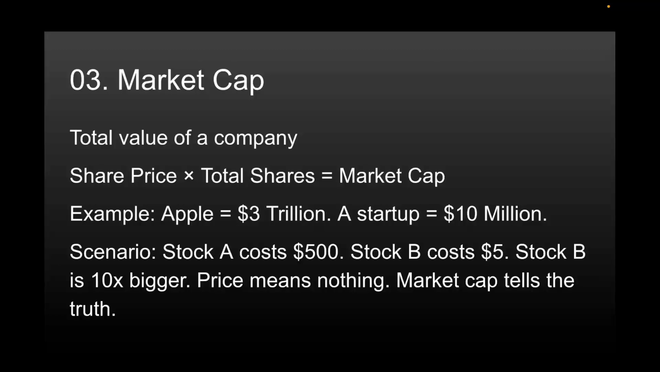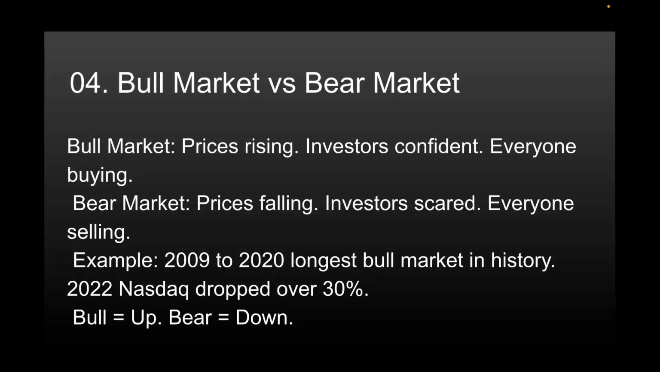Number 4 is the bull market versus bear market. A bull market is when stock prices are rising. Investors are confident, everyone is buying. The longest bull market in history ran from 2009 to 2020. The S&P 500 went from 666 points all the way up to 3,300 points. A bear market is the exact opposite. Prices are falling, investors are scared, everyone is selling. In 2022, the Nasdaq dropped over 30%.